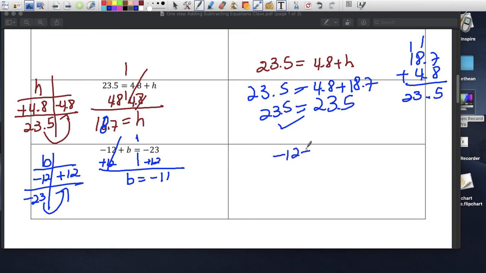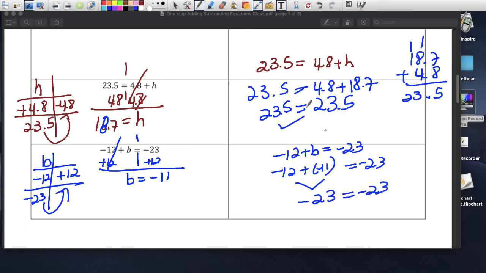Let's see if that's true. So I got negative 12 plus b equals negative 23. Negative 12 plus negative 11, right? Because the b is negative 11, equals negative 23. So if I add these two, do I get negative 23? Yes. And that means my left side equals my right side.